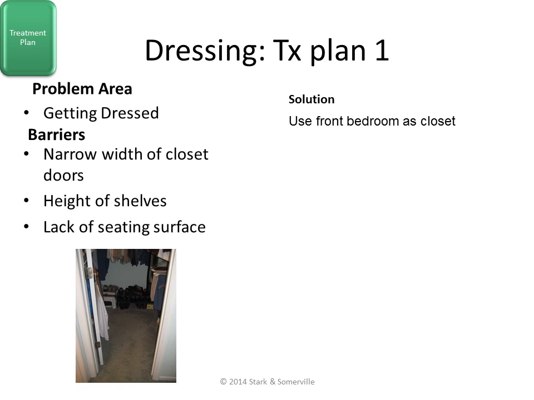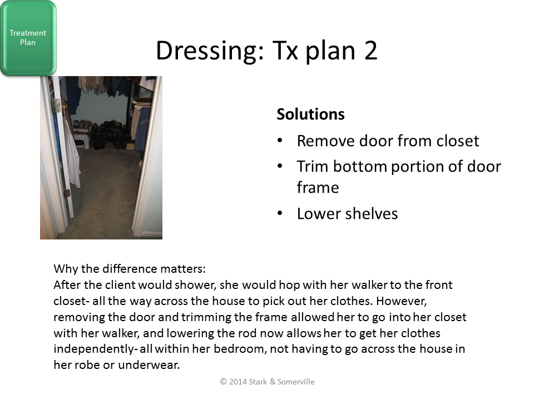So for getting dressed, she couldn't get through her existing closet with her walker, and the shelves were too high. She also would get tired in there when she would try to do things. So her original treatment plan was to use her front bedroom as a closet. The problem with that was that she would literally hop with her walker all the way across the front of her house to get to her closet. And at that point, she was usually just in her underwear. So she didn't love that, because she didn't like to be hopping across in her underwear, and it was really tiring.